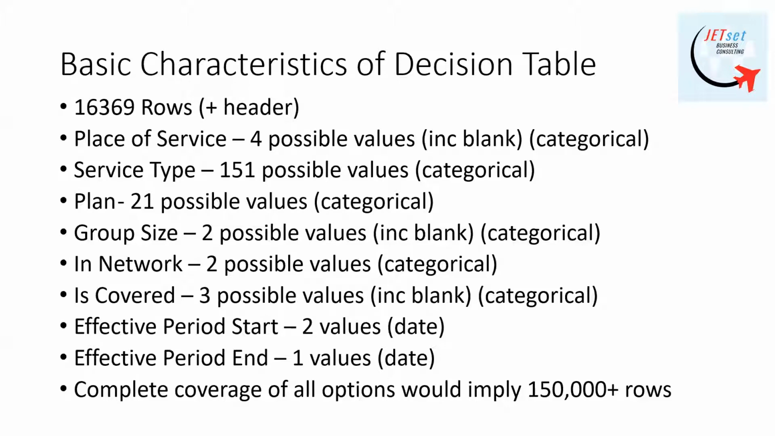If we actually multiply things up, then taking all of the options, we'd actually end up with a table which has got 150,000 rows. So it's a big table, but it actually represents only about 10% of the possibilities. Another thing to notice is that some of the columns have blanks in, some of them don't. That's something which we'll talk about a little bit more in a moment.